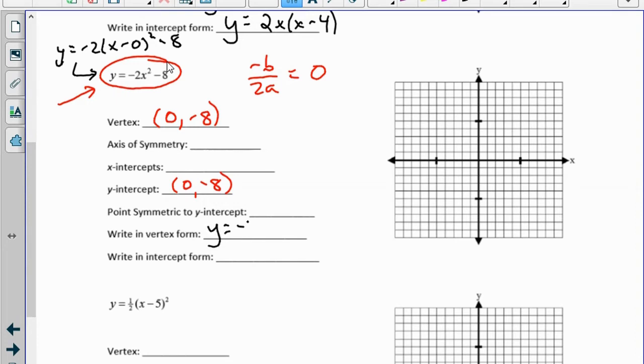So y equals negative 2x squared minus 8. That means that I have a parabola that has the vertex at 0, negative 8, which means my axis of symmetry is at 0. It's just having a vertical shift down 8. Okay, a vertical shift down 8.